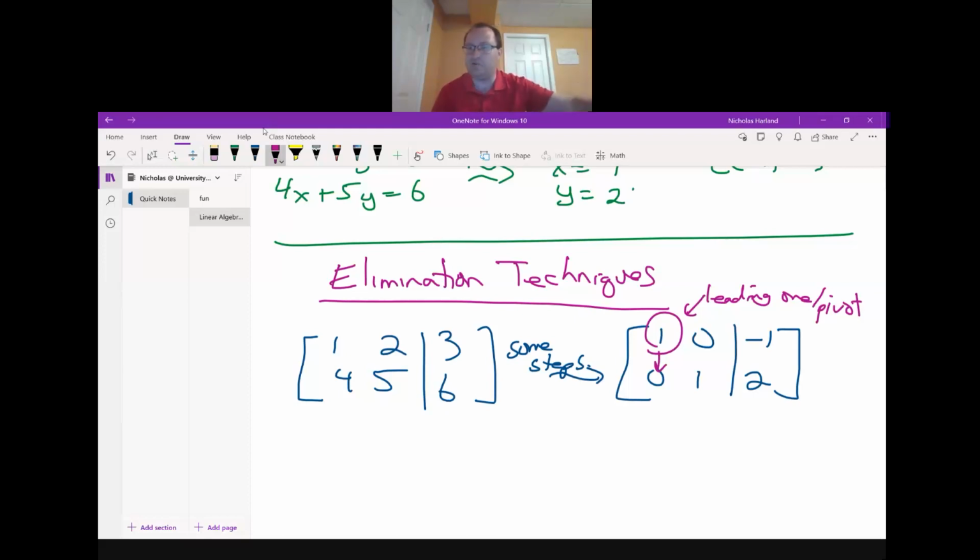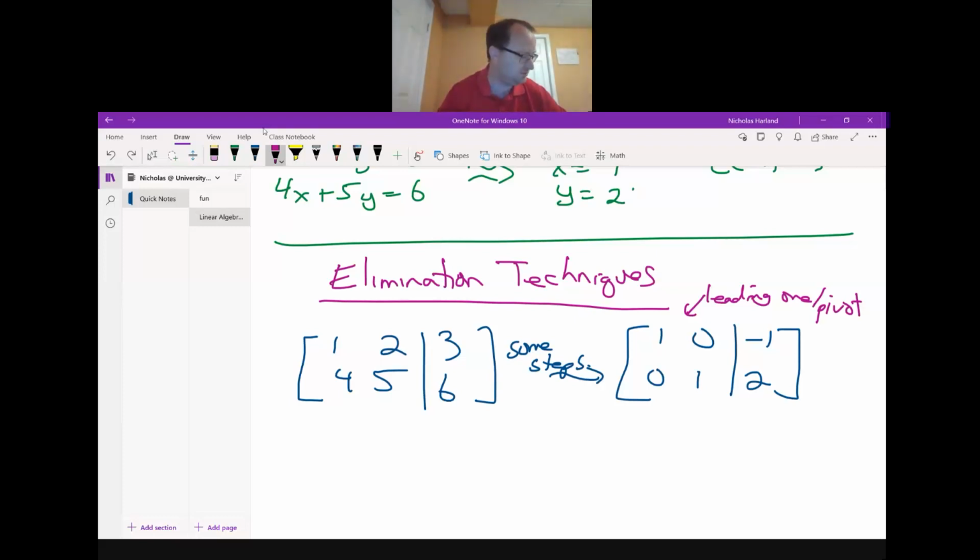Now, not every one you see is a leading one. The word leading means that it's the starting one. If we had another one right here, that's not a leading one. It's just a normal, plain old boring one. Everything under that leading one, we want it to be a 0. And we want these leading ones to move to the right. There could be a 1 over here, and that's no good, because even though it's a leading one, we want everything under it to be a 0. We want those ones to march to the right. So those are going to be 3 sets of rules that we want our matrix to look like.